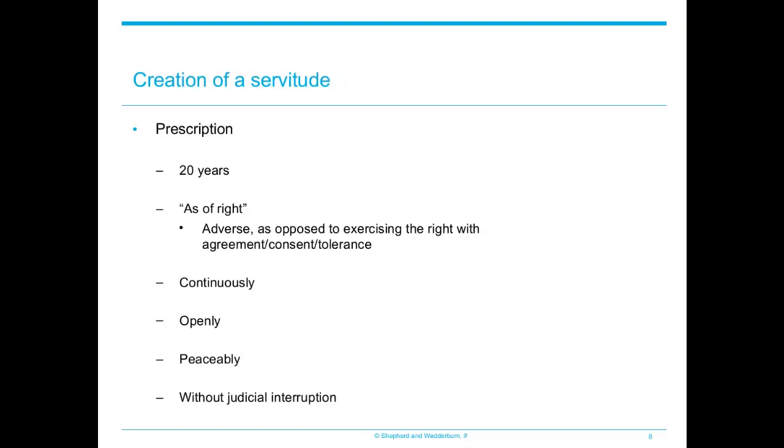Therefore, the right must not be able to be explained away in another manner, such as they've had a license to occupy or a contractual right. The possession will not be adverse, though, if it's been with the tolerance of the owner.